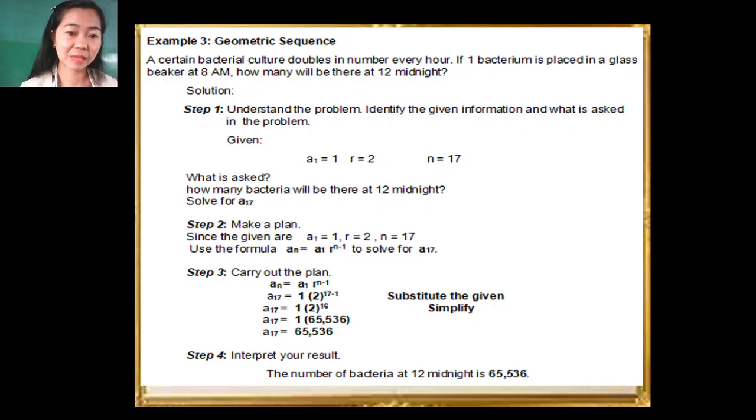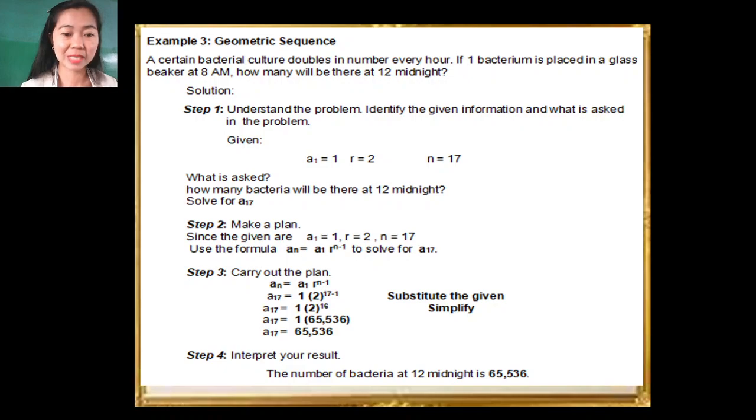So again, yung n natin, yung number of terms, yung a sub 1 ay yung first term, r is the common ratio. So nandiyan naman yung mga given data. That is the first step, identifying the given information. Then let's proceed to step 3, carry out the plan. Let us solve. In our formula, a sub n is equal to a sub 1 times r raised to n minus 1. I-substitute natin yung mga given terms.